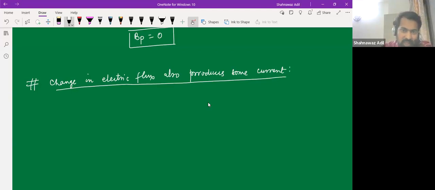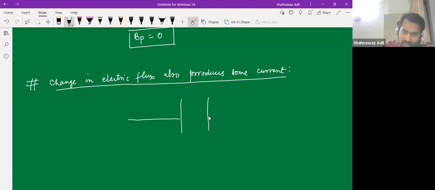Which means that there would be some current inside the capacitor as well, right? No, sir. There are no charges flowing inside the capacitor. But what is happening inside the capacitor? So let us see what is happening inside the capacitor.